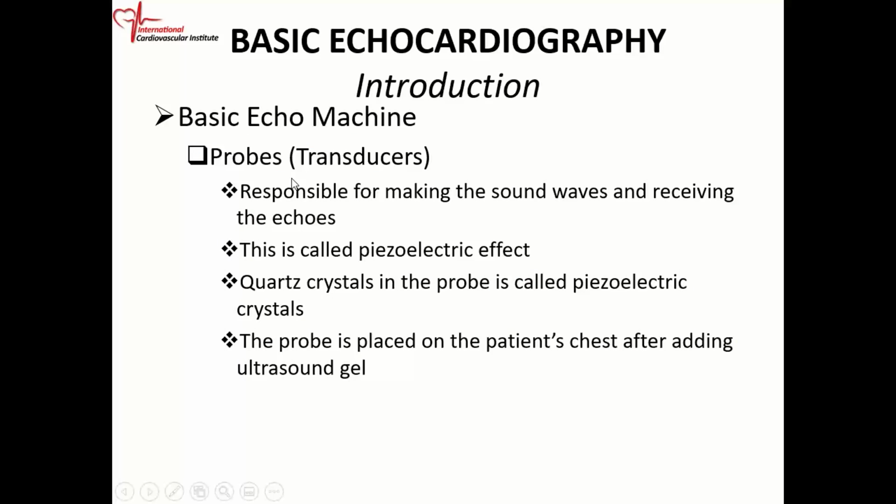So as we have been saying, the probe is the portion of the machine that you put on the patient's chest, and you rub it on the patient's chest to get the image. So the probe is the same thing as the transducer. It makes the ultrasound wave and it receives the wave. So it's going to make the wave, send the wave into the chest. It strikes the different structures in the heart and it comes back to the probe, and you see images.